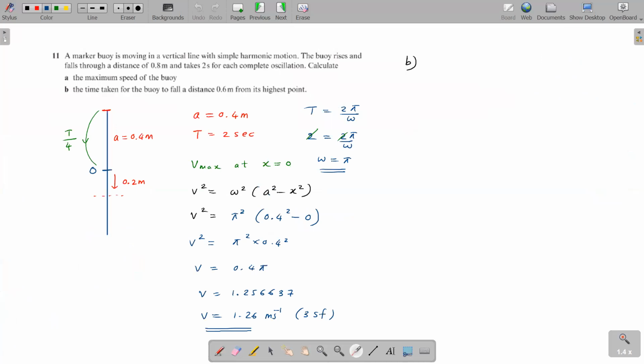So over here, I'm taking the time taken to come from the amplitude to center by using a quarter of the periodic time. And the time taken to come from O to this point, we can find by using, let's say this time is T1. I'll find T1 by using X equals A sine omega t. So let's use it. X is 0.2 meters. Amplitude is 0.4. Sine omega is pi times T1. Now you can see I can easily find the value of T1.